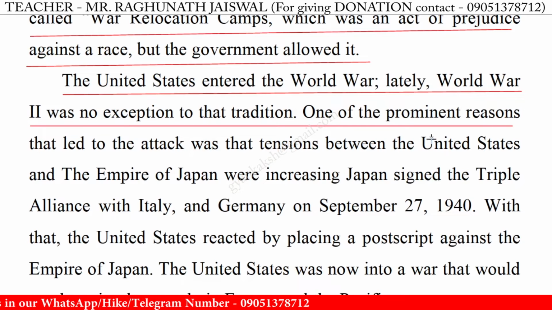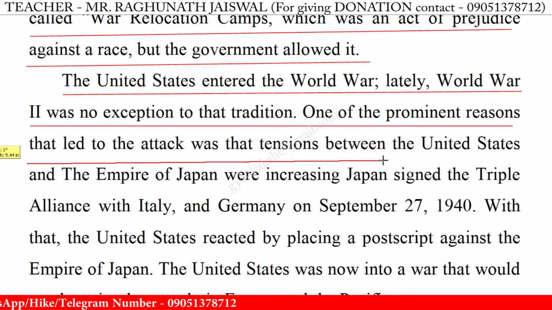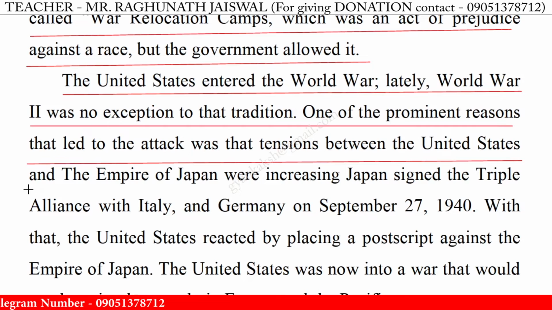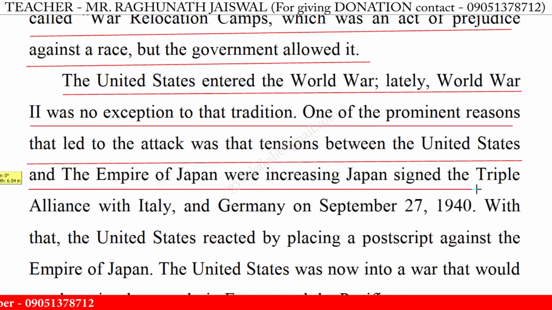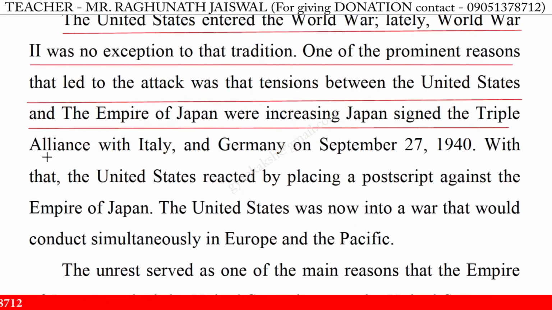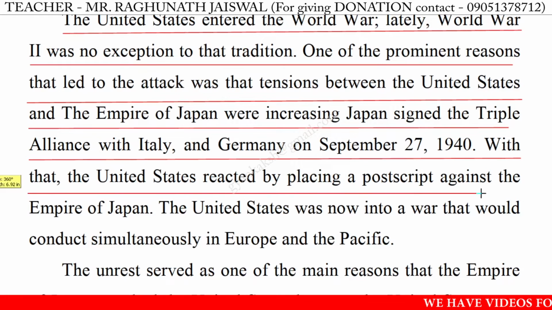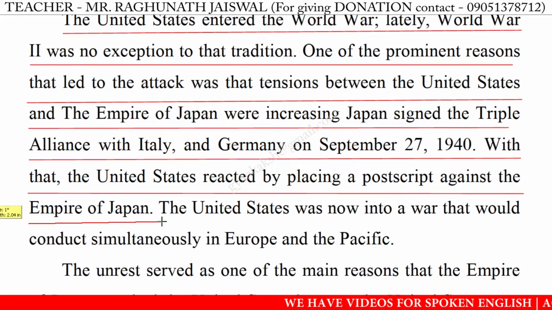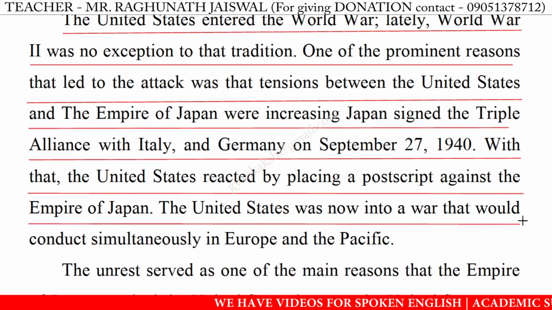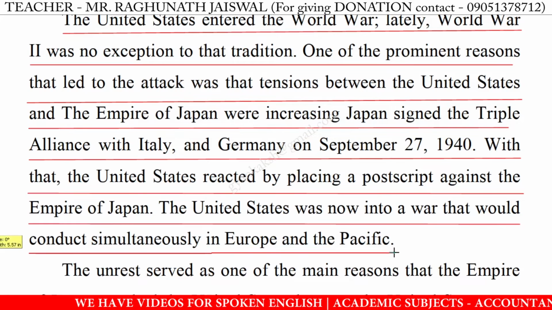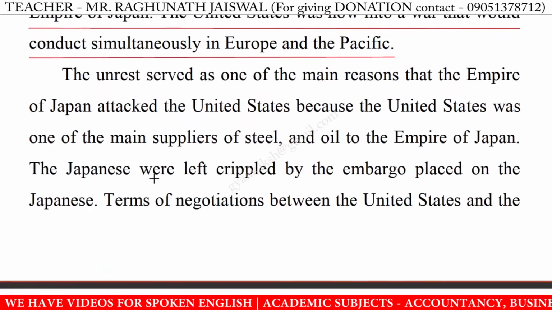One of the prominent reasons that led to the attack was that tensions between the United States and the Empire of Japan were increasing. Japan signed the Tripartite Pact with Italy and Germany on September 27, 1940. With that, the United States reacted by placing sanctions against the Empire of Japan. The United States was now in a war that would be conducted simultaneously in Europe and the Pacific.